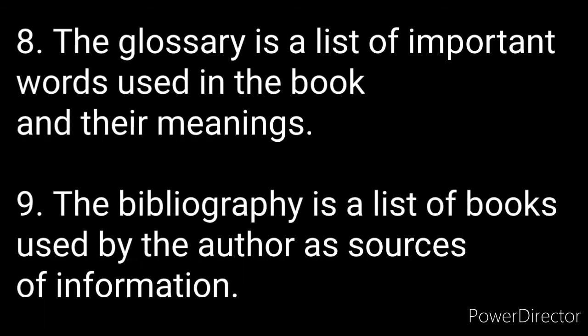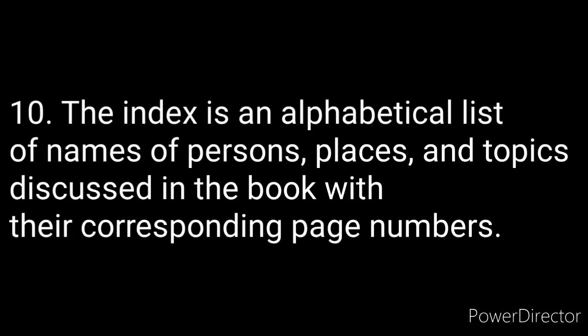The glossary is a list of important words used in the book and their meanings. The bibliography is a list of books used by the author as sources of information. The index is an alphabetical list of names of persons, places, and topics discussed in the book with their corresponding page numbers. Let me ask you again a question, my dear students.